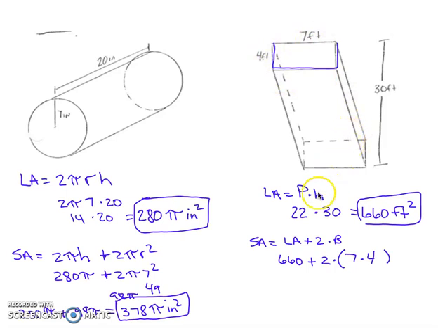So I would do 660 plus 7 times 4, which is 28, times 2, which is 56. And then I would add together my lateral area plus the area of my two bases and find my final answer. So we have 660 plus our 56, and that would give us our final answer of 716. And again, we're finding area, so it's going to be in feet squared, and that is my surface area for this.